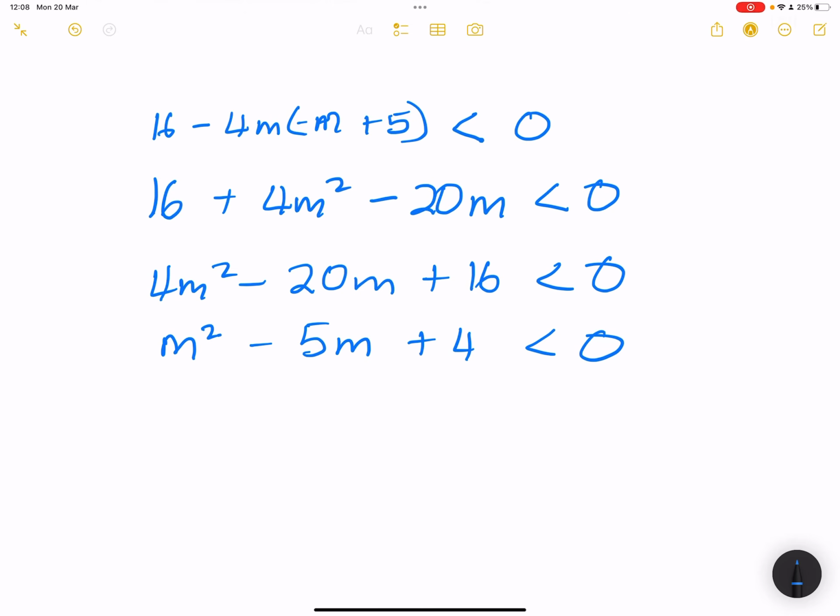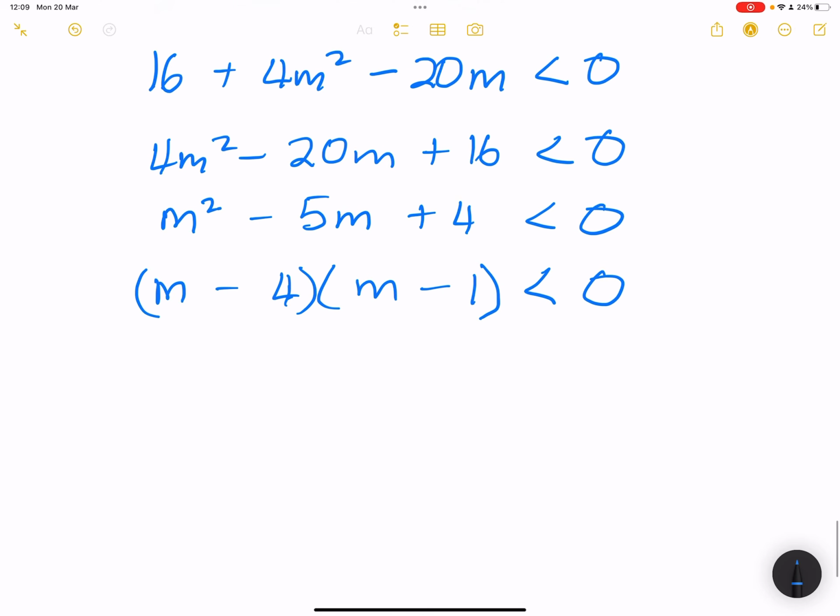So now our critical values, so we've got m minus 4, m minus 1. Okay, the constant is positive there, so it means that our brackets have the same sign, and our sign in this case is negative, right? So we've got m minus 4, m minus 1, so let's put that on a number line. The smallest value is 1, and the other one is 4, right? So we know we've got positive, negative, positive there.